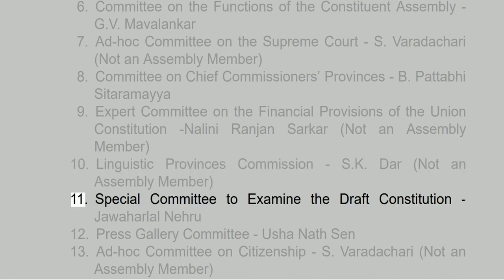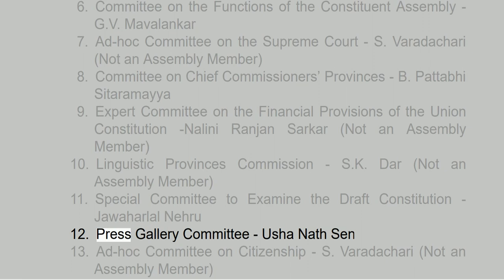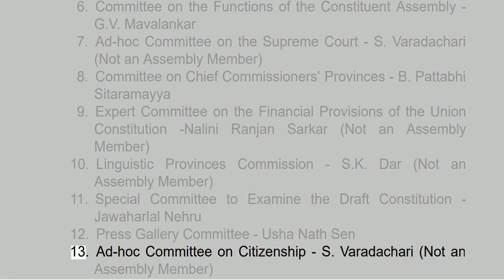11. Special Committee to examine the Draft Constitution, Jawaharlal Nehru. 12. Press Gallery Committee, Usha Nath Sen. 13. Ad hoc Committee on Citizenship, S. Varadachariar, not an Assembly member.